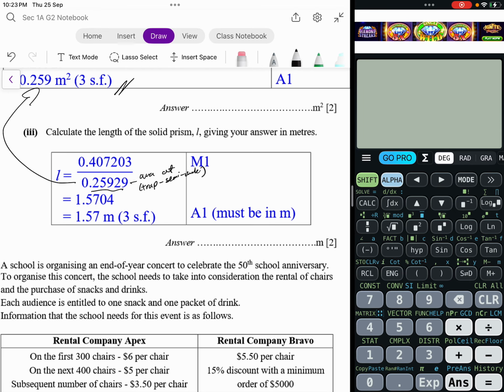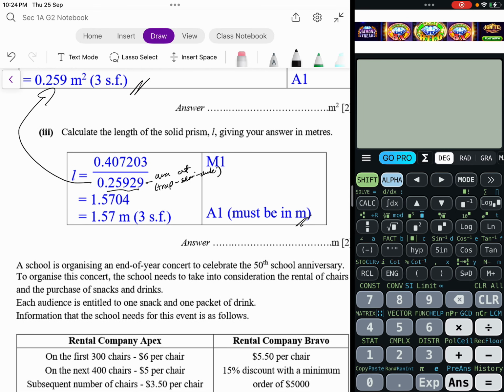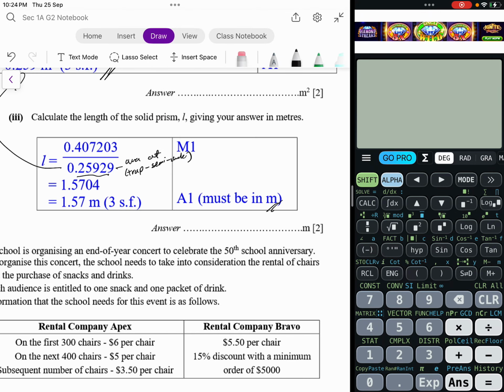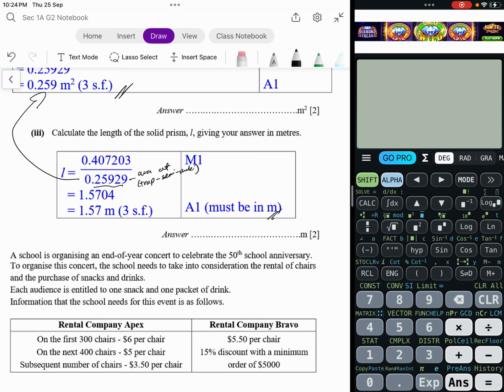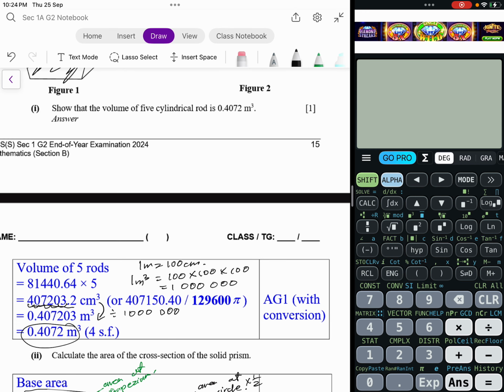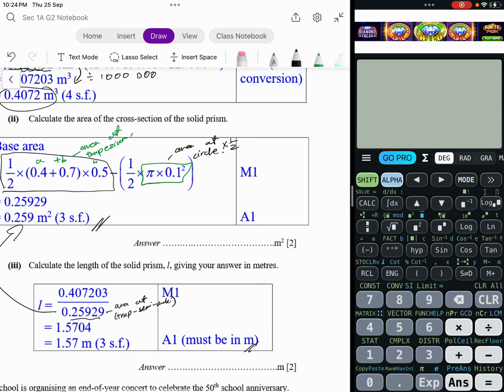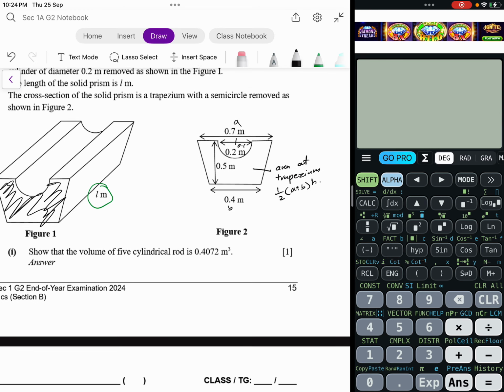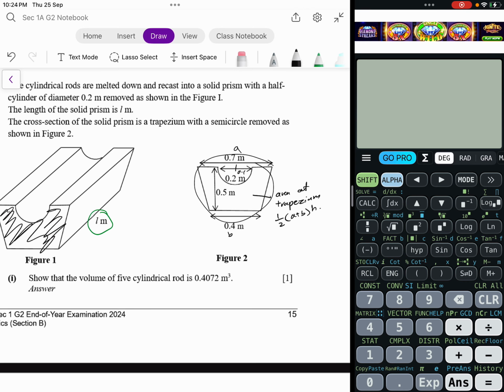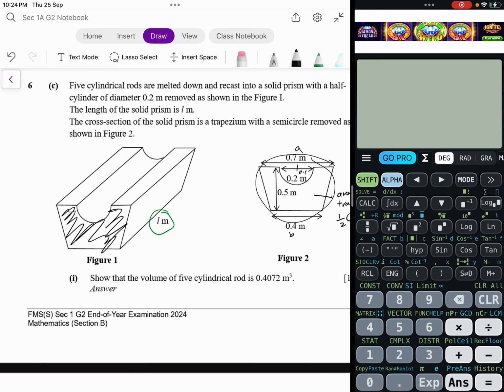Okay, meter. Okay, down here put must be meter. Alright. Okay, so hopefully you kind of understand. Okay, you should understand that it's base area times length equals volume. So once we found the base area, which is here, of this one, okay, we just take the volume divided by this base area.